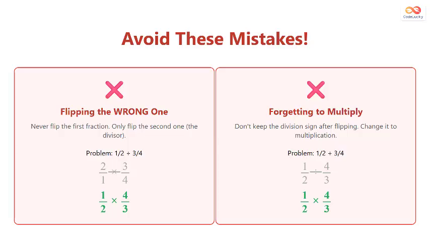Be careful to avoid common mistakes. The most common error is flipping the wrong fraction. Always flip the second one, never the first. Also, remember to actually switch the symbol from division to multiplication. If you just flip the numbers but keep dividing, you will get the wrong answer.